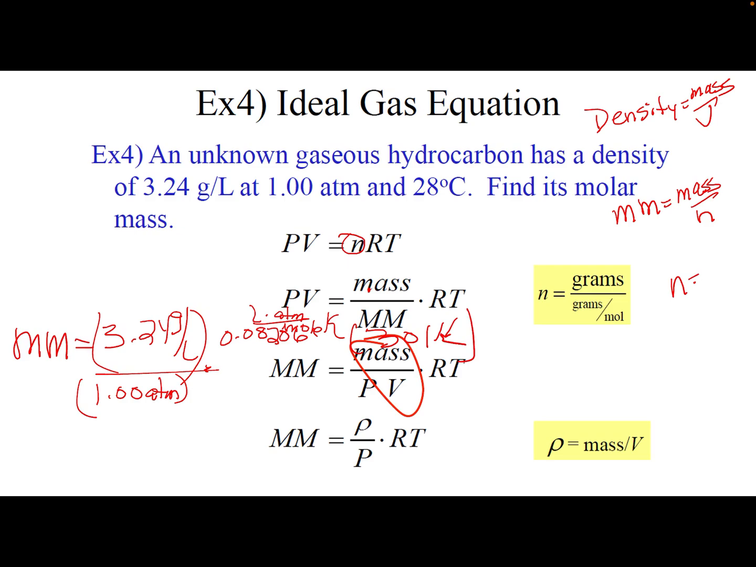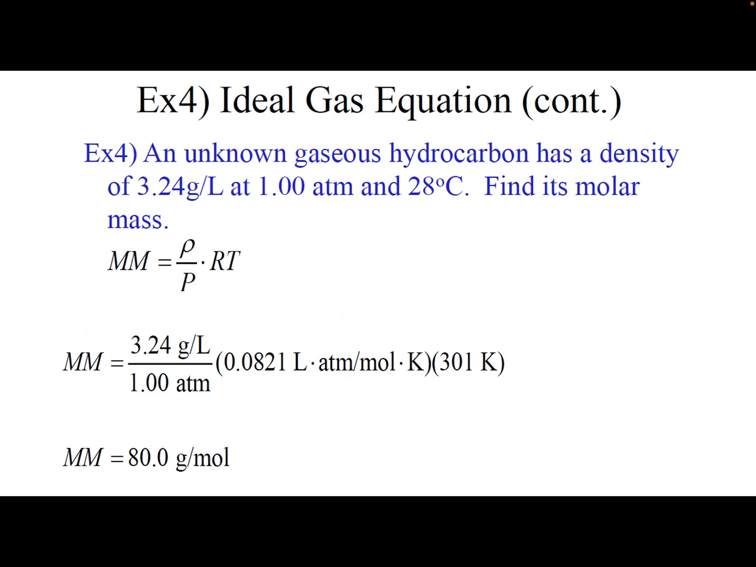And if we put all that into our calculator with 3 significant figures, you should find, so I'll do 3.24 divided by the quantity 0.08206 times 301, you should get 80.0 grams per mole. Okay. This walks you through it. So 3.24 grams per liter, 1 atmosphere, molar mass is 80 grams per mole.